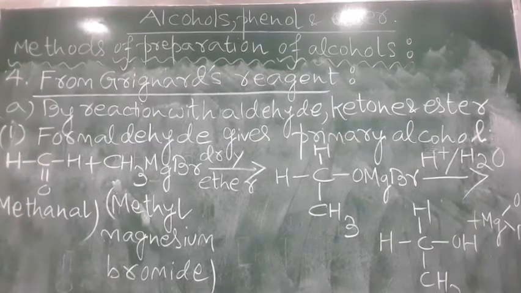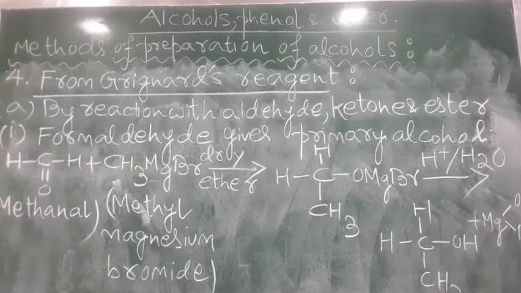Students, a new method has been discussed: from Grignard's reagent, by reaction with aldehyde, ketone and ester. Formaldehyde will give a primary alcohol. You can see the structural formula of formaldehyde which I have drawn. The IUPAC name is methanal. When it is treated with methyl magnesium bromide, which is in fact a Grignard reagent, in presence of dry ether, it forms an addition compound which on acid hydrolysis forms a primary alcohol, for example ethanol and Mg(OH)Br.